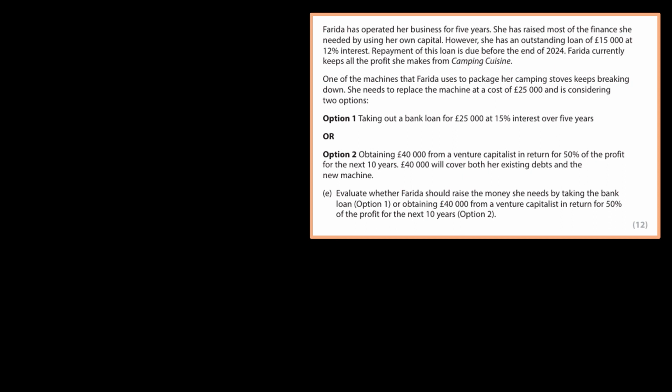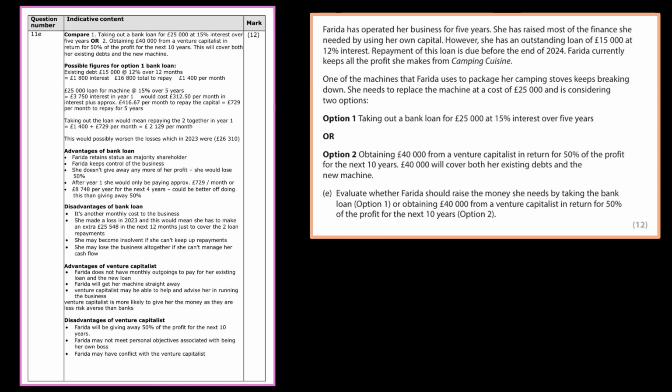Both of them are quite expensive options, aren't they? Really, when you look at it, the interest rate on the loan is high, and the commitment to the venture capitalist is quite long, isn't it? 10 years, that's significant. Will certainly eat into the profit and what have you. Looks like there's some calculations to be done, or certainly definitely some thinking about. Take a moment, pause the video if you've been playing along with this, and then in just a second we will have a look at the answer.